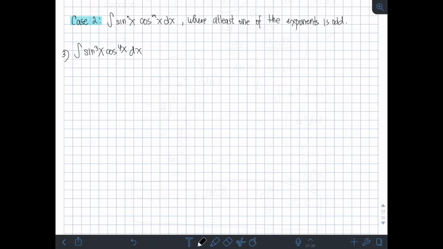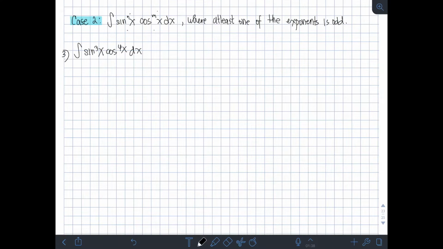Okay? Next, we have the case 2. Integral of sin raised to n x times cos raised to m x dx where at least one of the exponents is odd. So, this time, product na siya ng sine at cosine na merong exponent na n at m respectively, kung saan, at least daw dun sa n at m, dapat isa doon is odd. So, for example, integral ng sine cube x cos to the 4th x dx. So, meron tayong odd exponent dun sa sine which is 3. Even naman na exponent din sa cosine na 4.